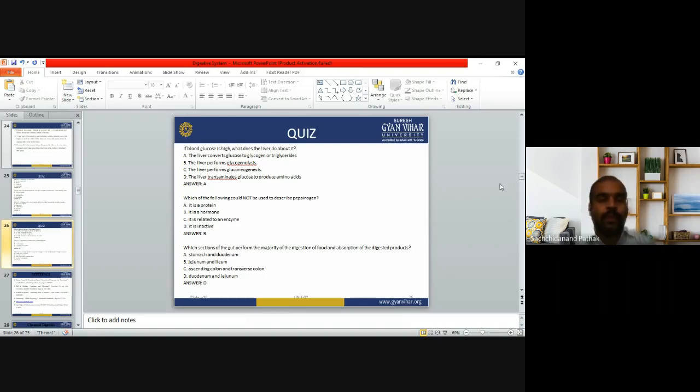Which of the following could not be used to describe pepsinogen? But pepsinogen, which of these is it not? It is a protein, it is a hormone, it is related to an enzyme, it is inactive.